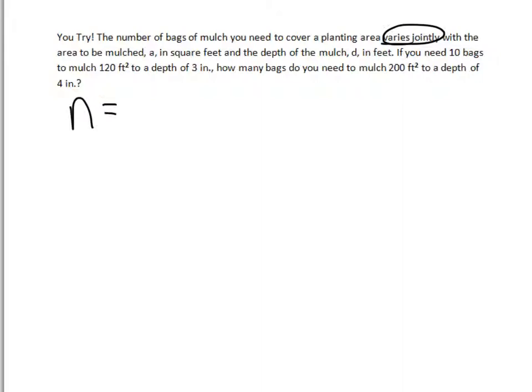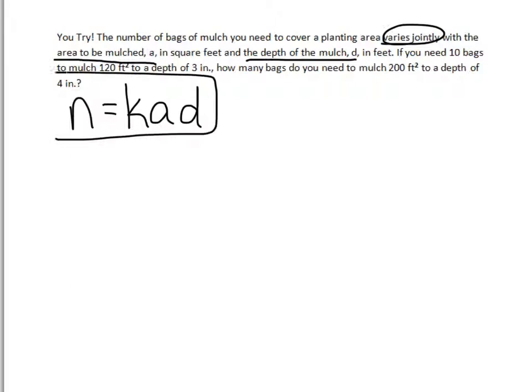Varies jointly. Well, anytime I see that vary word, I need to insert in K. Jointly means we're multiplying. And we're multiplying it with the area to be mulched, which is A, and the depth of the mulch, which is D. Reading through the problem, do you see the word inverse anywhere? Nope, which means we don't have any division here. So this is your formula. So now go ahead, remember, first find K, and then replace that in with the other information to find your number of bags. Feel free to work with the neighbors as you go through this, and then unpause this when you're ready to check it.